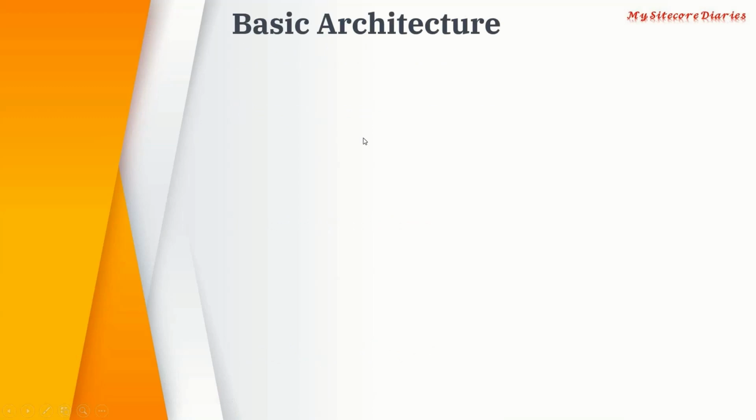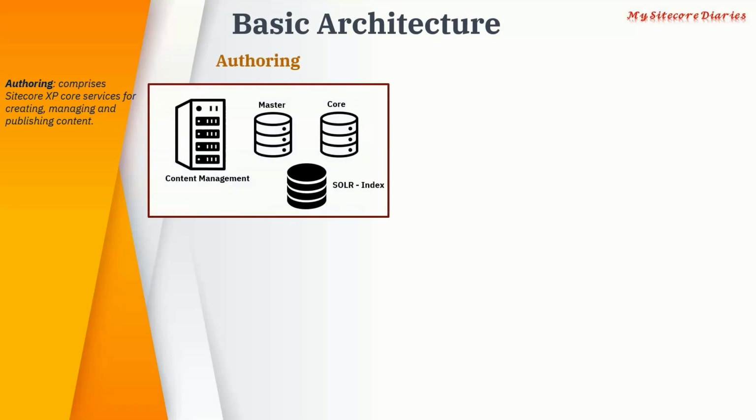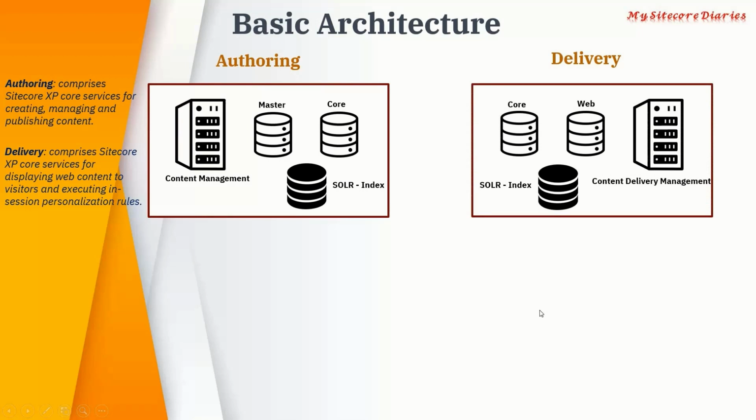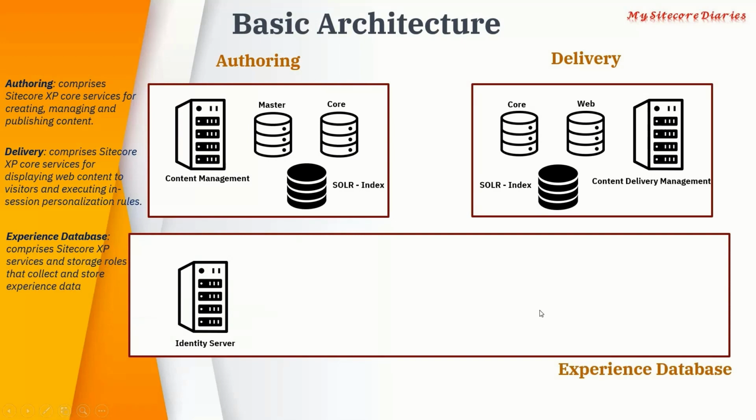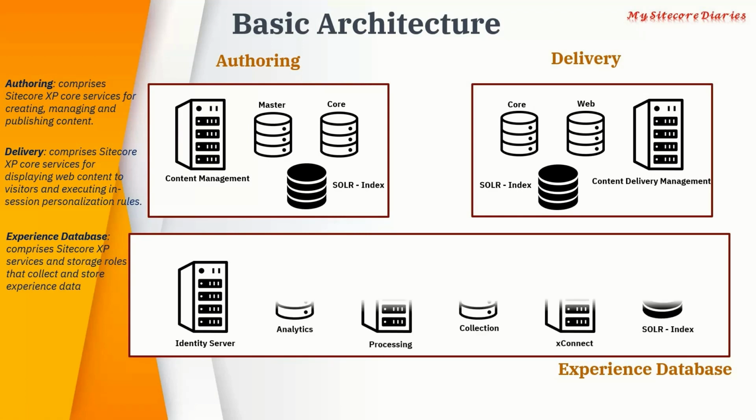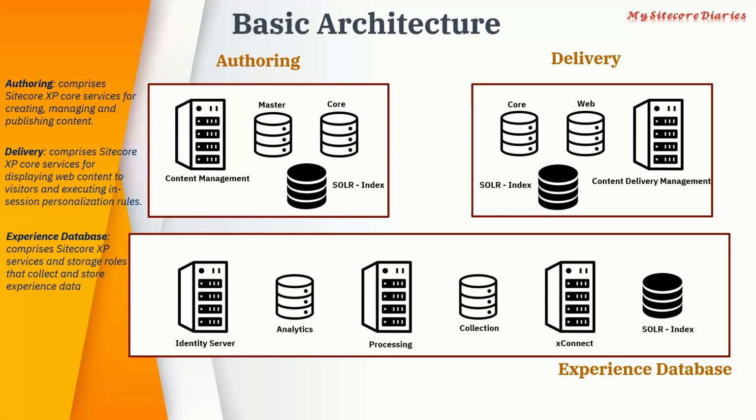Let's see the basic Sitecore architecture. Authoring is basically a service which helps to create and manage the published content. So in the authoring environment, these are the elements. Then we have a delivery environment, which is basically a live website which shows the visitor the live content, and it also executes the personalization tool. And these are the elements in the delivery environment. Then we have an identity server, and then we have the experience database. Experience database basically collects and stores the experience data, that is the visitor data, and these are the elements in the experience database. Now let's see the individual elements.